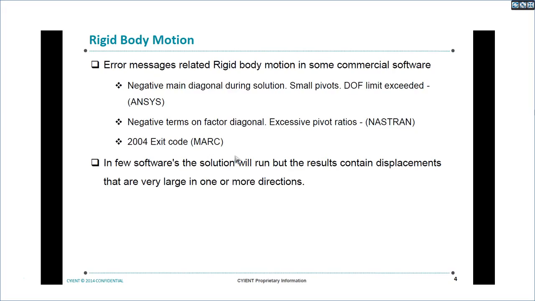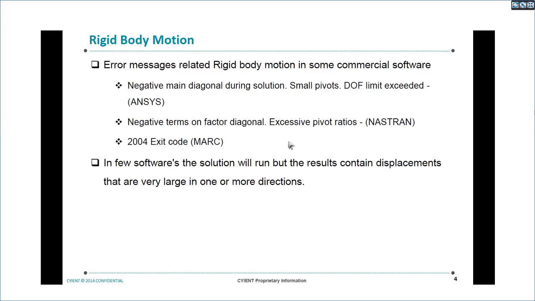When you try to solve a model which has a rigid body motion, generally we'll get errors. The errors are listed here. Different programs will give different types of errors, and the run will be terminated, so we cannot get any results. In a few software packages, results are displayed, but the displacements are very large.